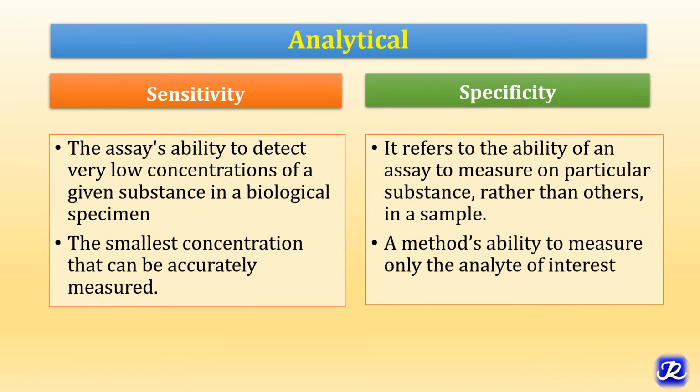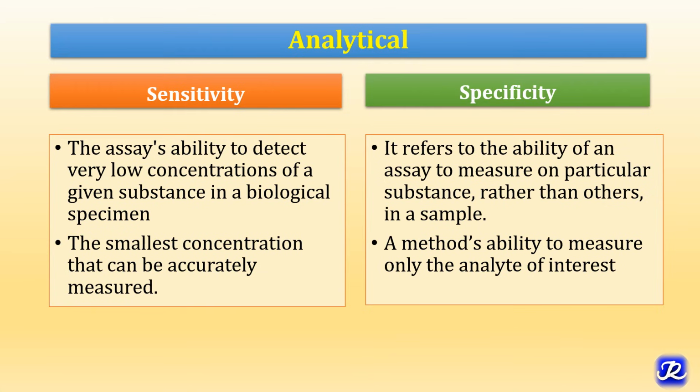Now what is specificity? It refers to the ability of an assay to measure one particular substance rather than others in a sample, a method's ability to measure only the analyte of interest. For example, you have performed the estimation of plasma glucose by the GOD-POD method. This glucose oxidase peroxidase method is specific for the estimation of glucose present in the sample. It does not detect other reducing substances present in the sample. So you can say that method has the analytical specificity of detecting only glucose in the sample.